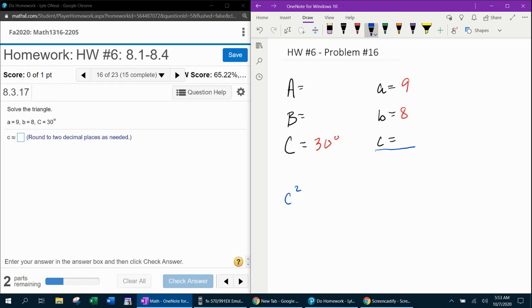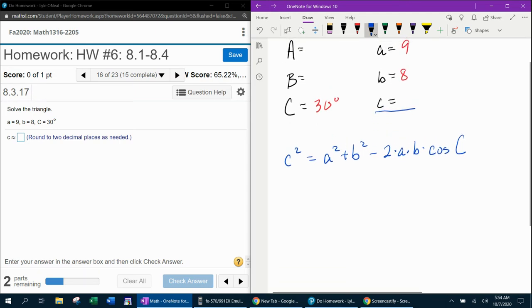That formula for the law of cosines is C squared equals A squared plus B squared minus 2 times A times B times the cosine of angle C. That is the formula we're going to start with. The next step is plug and play. So that's going to be 9 squared plus 8 squared minus 2 times 9 times 8 times the cosine of 30 degrees. I will need to get rid of the squared, so I'm going to have to take the square root of both sides.